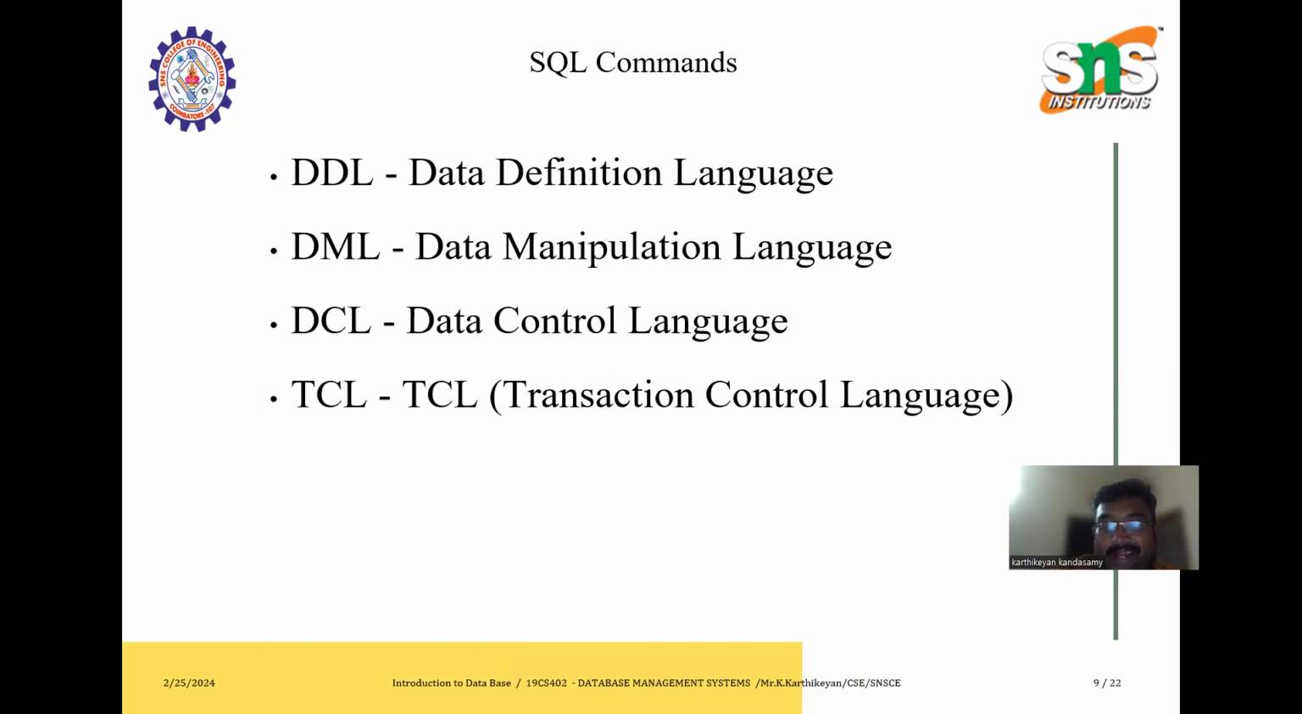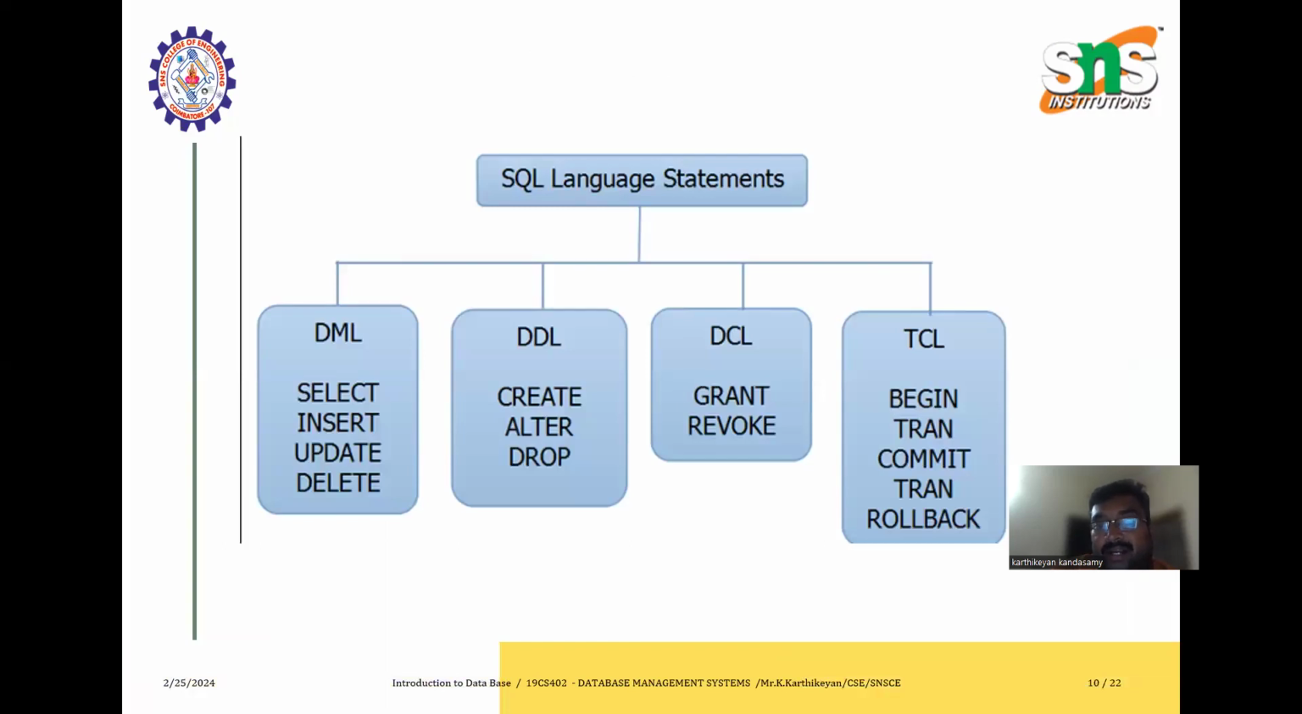We have four categories: DDL, DML, DCL and TCL. DDL means data definition language, DML is data manipulation language, DCL is data control language, and TCL is transaction control language. What is the difference between DML, DDL, DCL and TCL? The first one is DML, which uses four commands: select, insert, update and delete. DDL uses create, alter and drop. DCL uses grant and revoke. TCL uses begin transaction, commit transaction and rollback.